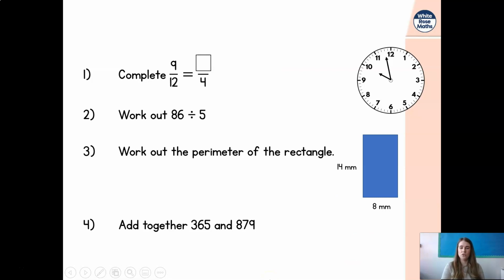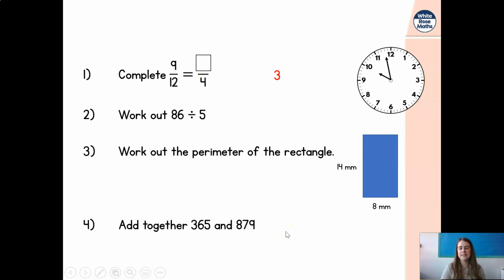I definitely did not just give you the first answer. So pause the video, set yourself a 5-minute timer and have a go. Okay, well I gave you the answer to number 1, so the answer is 3. So we have to think, well, how do we get from 12 to 4? So we've got to divide it by 3. 9 divided by 3 is 3.